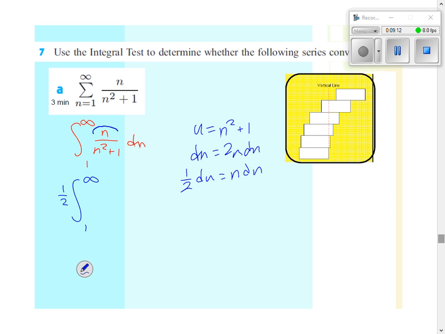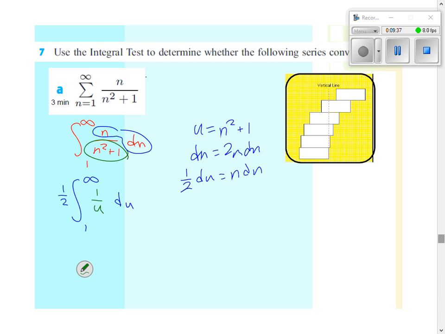I'm going to replace this with what? 1/2 du, right? And I'm going to replace this with what? 1 over u. Oh, natural log. Hello, my friend. Natural log, as it goes to infinity, what happens to it? It goes to infinity. This will probably be divergent, I would assume. Okay. Does that make sense?